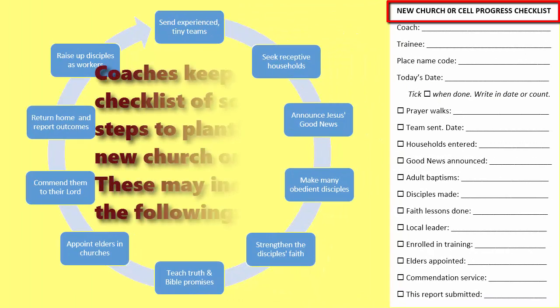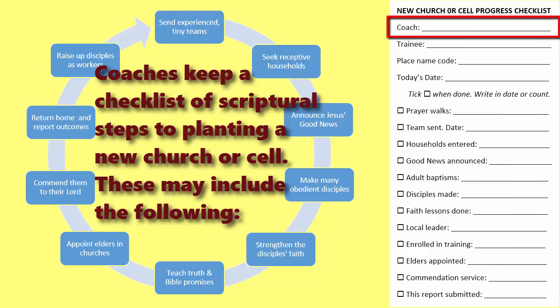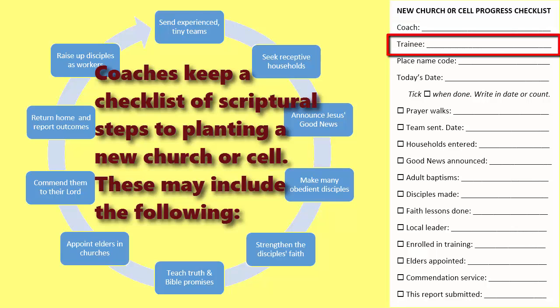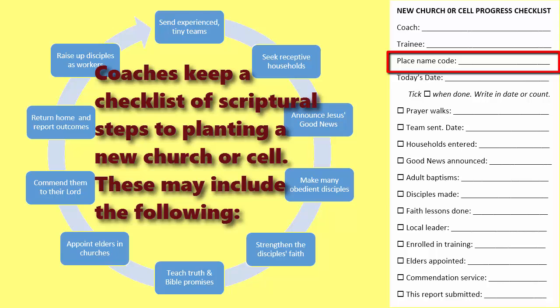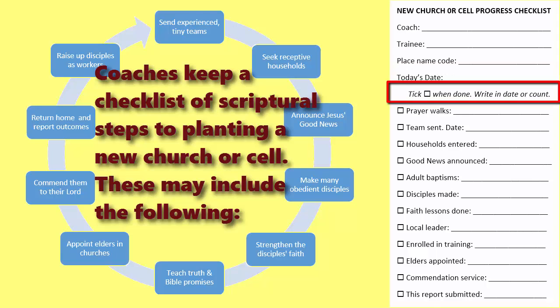Coaches keep a checklist of essential, scriptural steps to planting a new church or cell. These may include the following. The coach's name. A trainee church planter's name. The place name or code. The starting date. The coach ticks a box beside a step that has been reached, then fills in the date or numbers. Prayer walks have been completed.